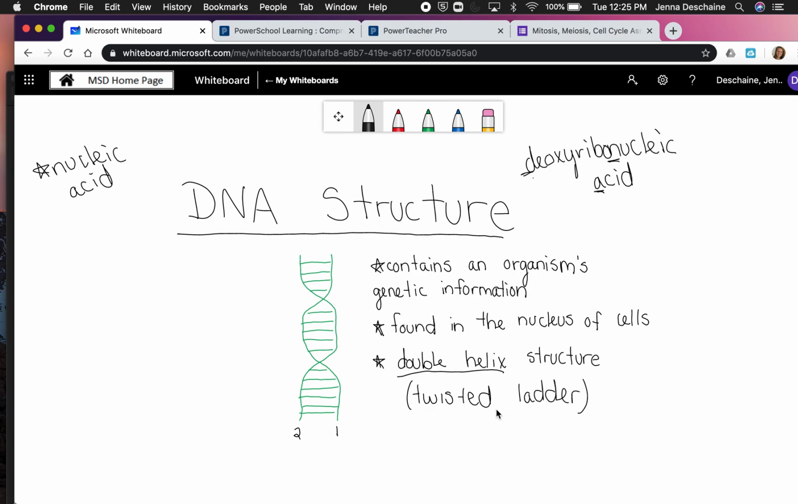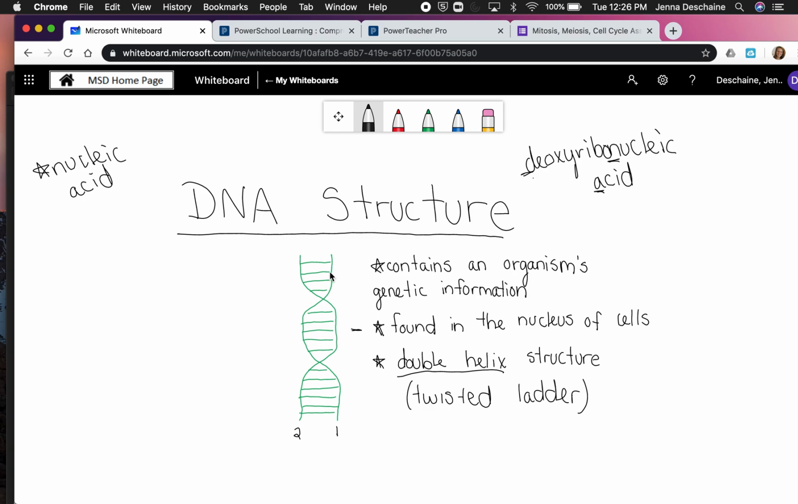DNA is also found in the nucleus of the cells. You guys know this already. And when cell division occurs, the cells need to get access to that DNA. Like I said earlier, the DNA contains an organism's genetic information. It determines everything in your body, what gets produced, what maybe doesn't get produced, what you look like. Your DNA codes for everything. So that's why it's super important that we need DNA, because we wouldn't be living if we didn't have it.